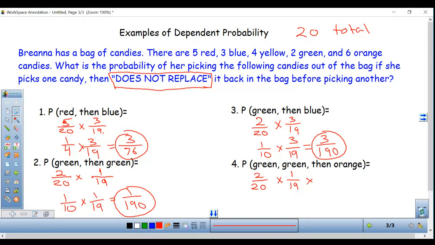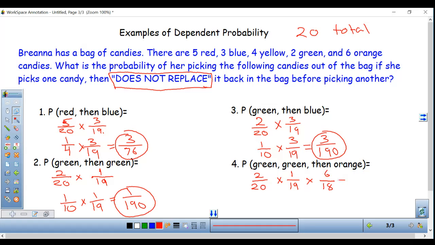Now I move on to the third option. So there were 20. I took 1 out, and there was 19 left, and then I took another green out. So now my total changes again. Now there's only 18 candies left in the bag because I've already taken 2 greens out. And this time it's orange. So how many orange do I have? I've got 6. Have I taken any orange out previously? No. 6 out of 18.